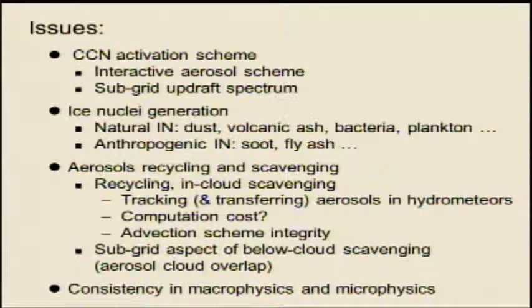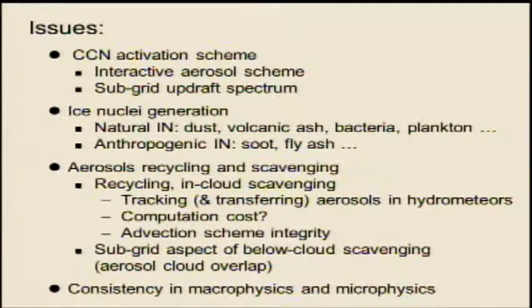But in our scheme, we track everything, including solutes and the dust, inside the cloud drop, raindrop, snow, and graupel. So when they evaporate, we can return them to the atmosphere, so we do the recycling. And also, these aerosols can be transferred when the cloud ice converts into snow or graupel. But we need to do a lot of tracking, and also the advection takes a lot of computation time.